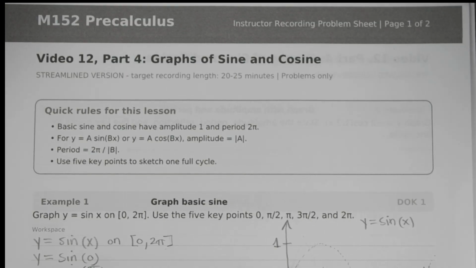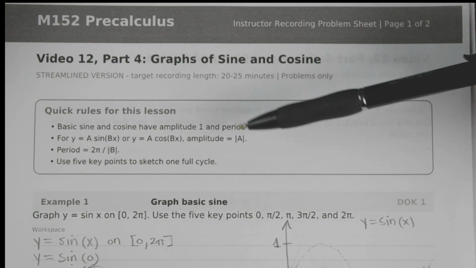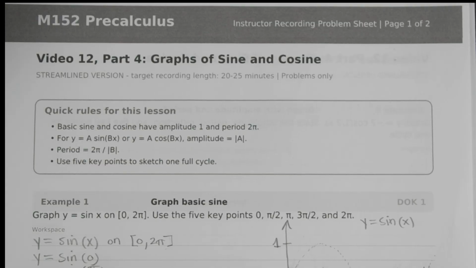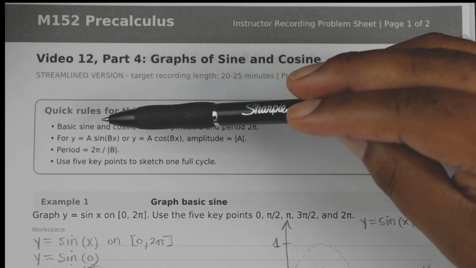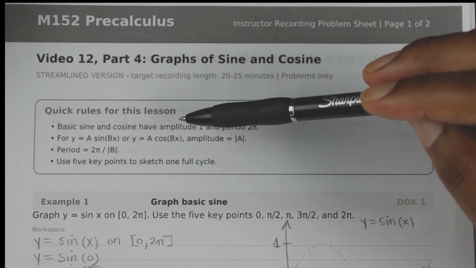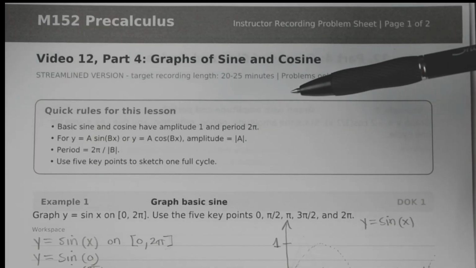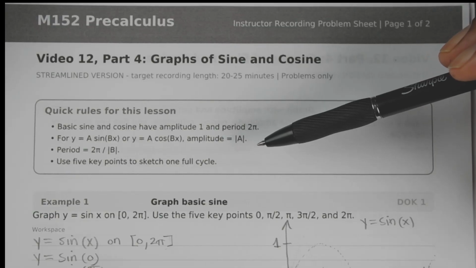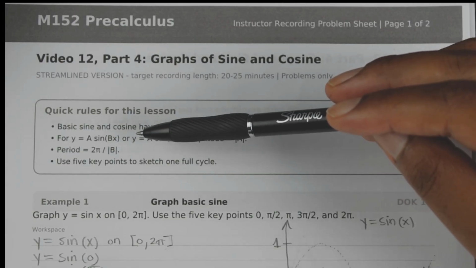So let's begin with the quick rules. Basic sine and cosine have an amplitude of 1 and a period of 2 pi. So for y equals a times sine bx, or y equals a times cosine bx, the amplitude is equal to the absolute value of a, and the period would be equal to 2 pi over the absolute value of b.